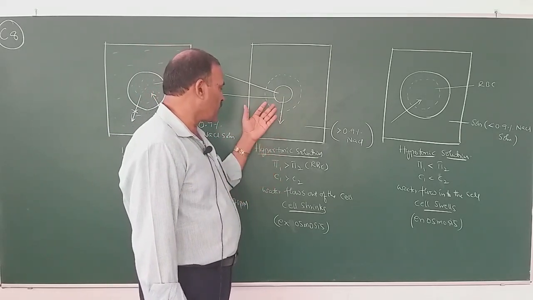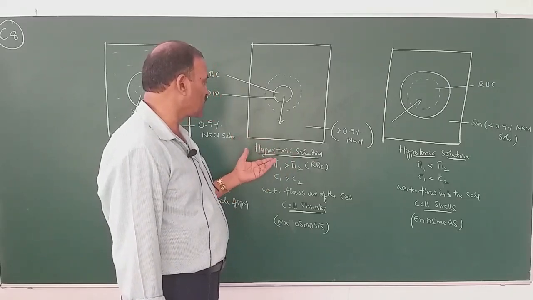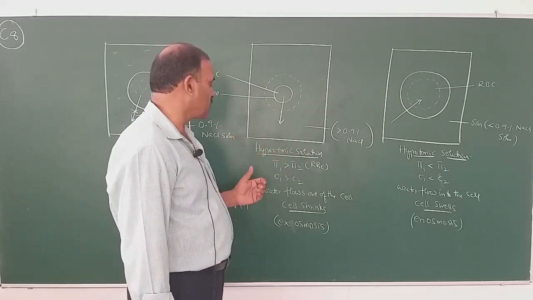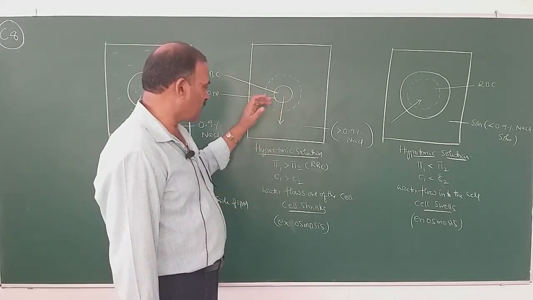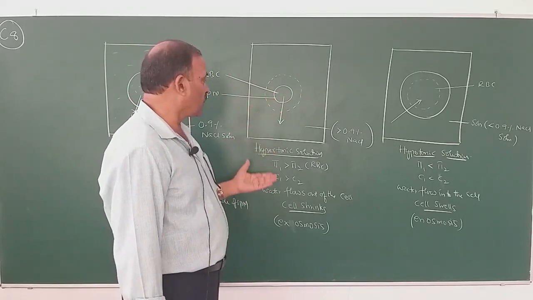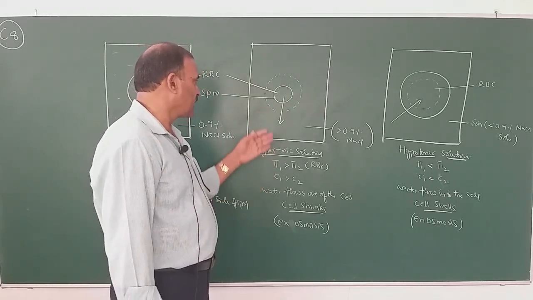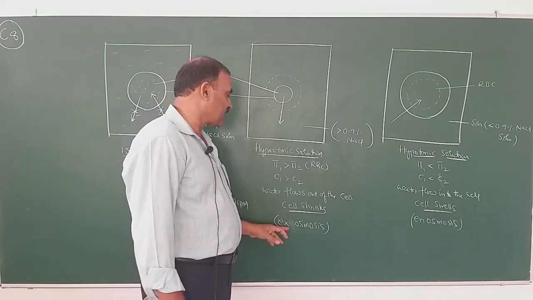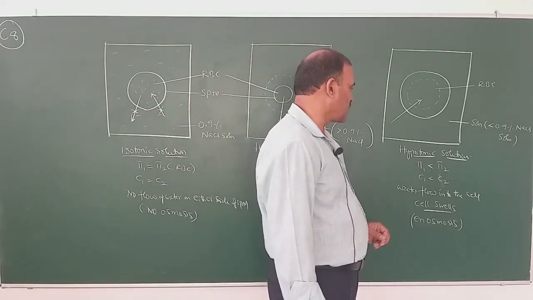That means when RBC is placed in a hypertonic solution, whose concentration is greater than the given solution or whose osmotic pressure is greater than the given solution, water will flow out of the cell. As a result, the cell shrinks. The process is also called exosmosis. On the other hand, what are hypotonic solutions?